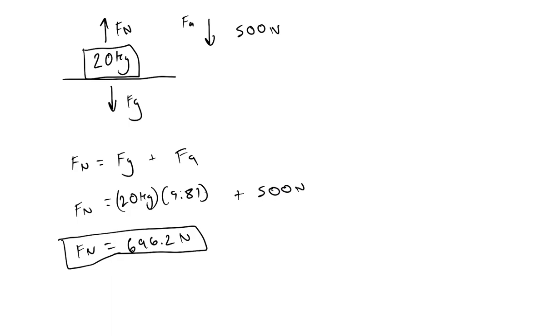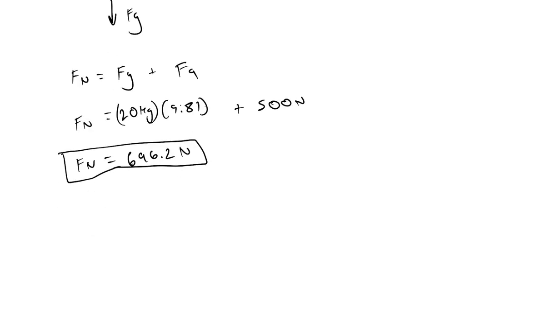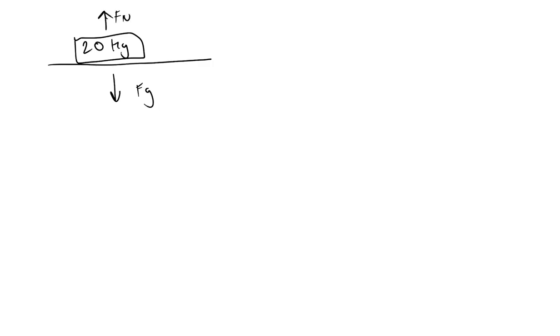Now, let's say we have a different example. Let's go over it the other way. Let's say we have the same 20 kilogram block, but this time we have a tension force, T equal to 100 newtons. There's a rope pulling it up.